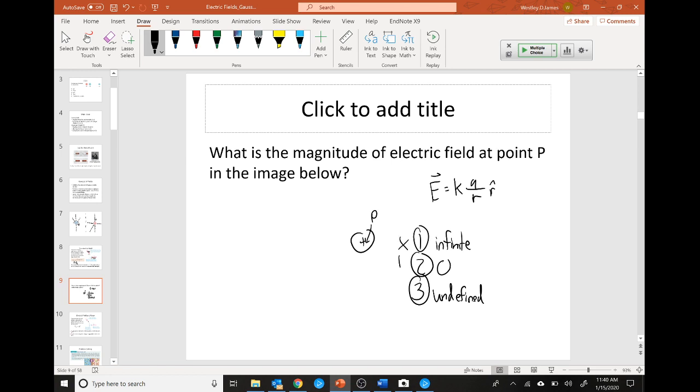If we have 0, zero actually works and undefined kind of works. The long and short of this is a charge cannot cause an electric field on exactly where it's located. It can't cause a force on itself.